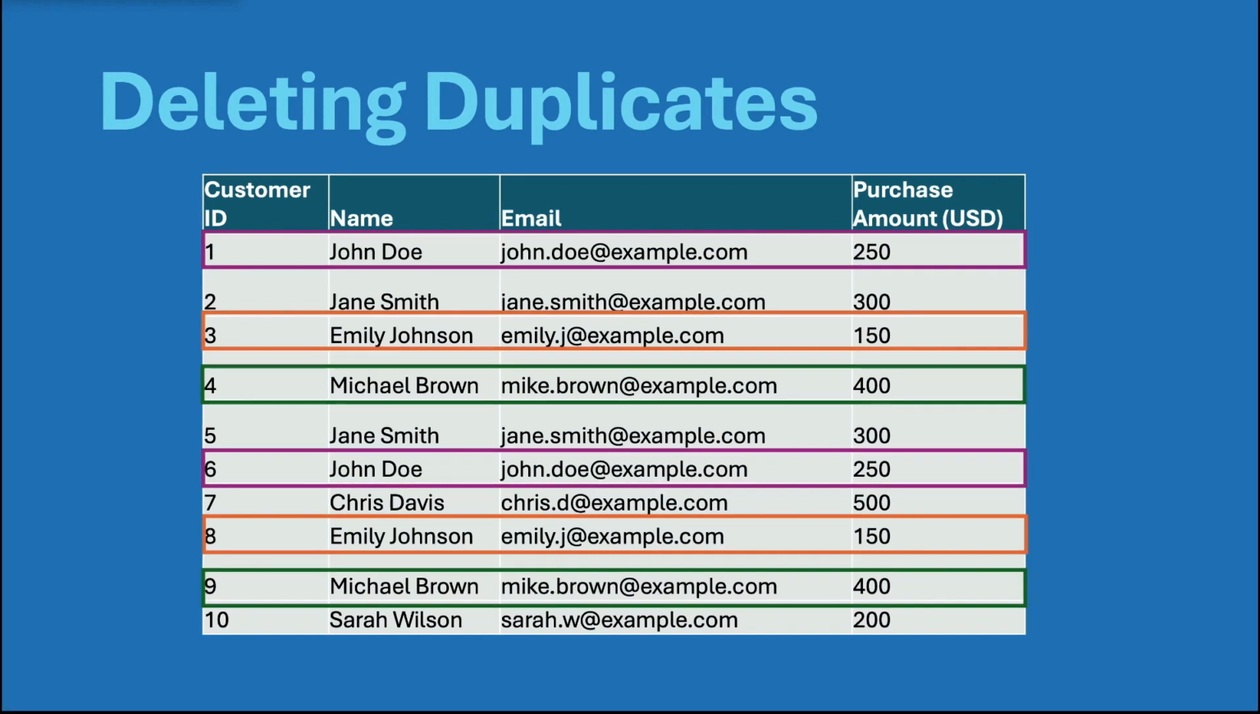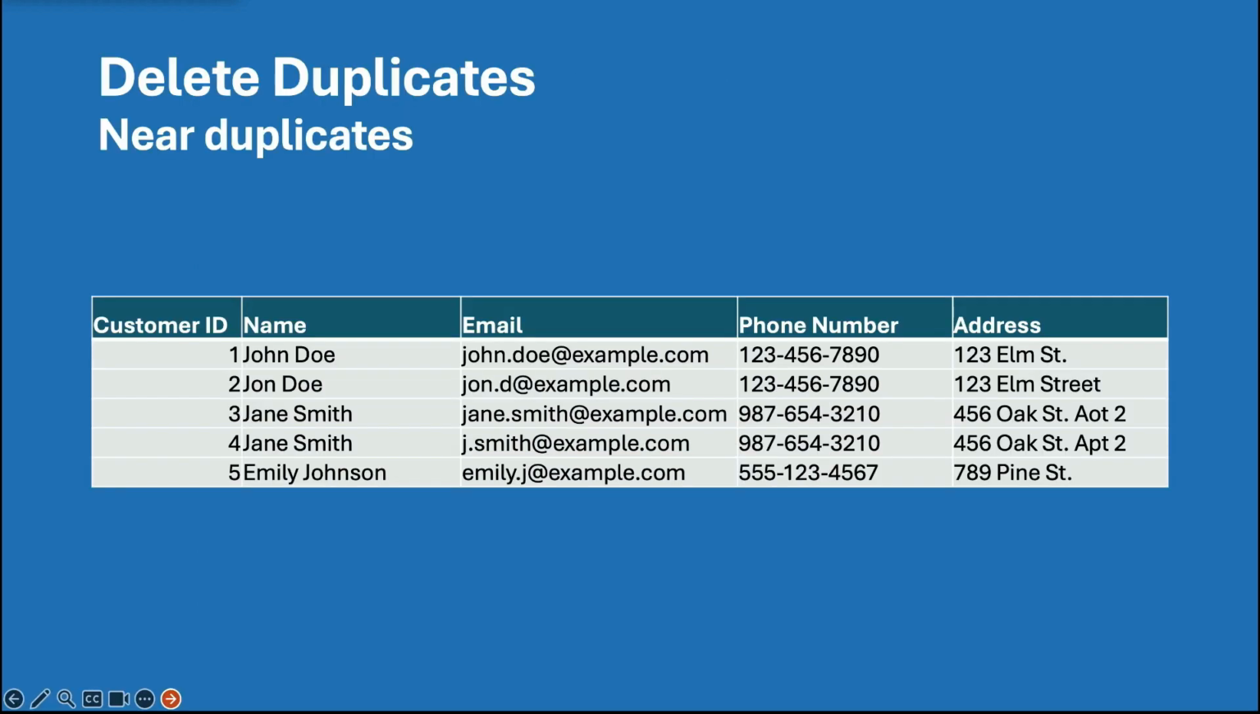When handling duplicated data, especially for textual data, it's a good practice to look for near duplicates. Near duplicates refer to records in the dataset that are not exactly duplicates, but are very similar to each other.